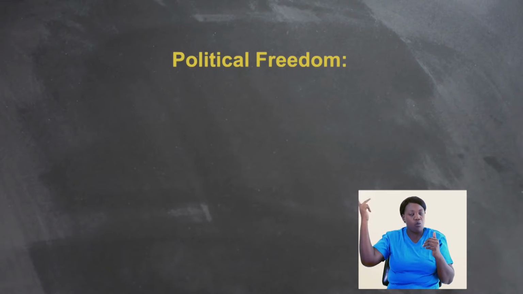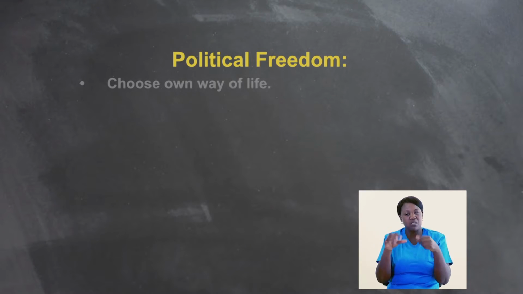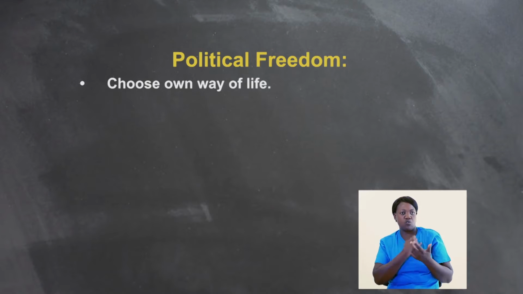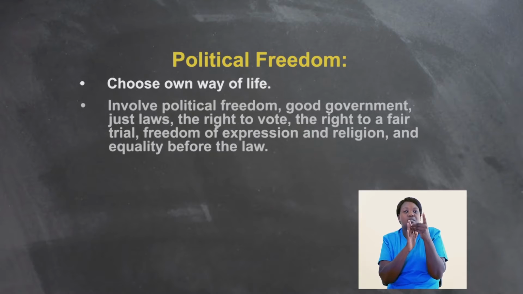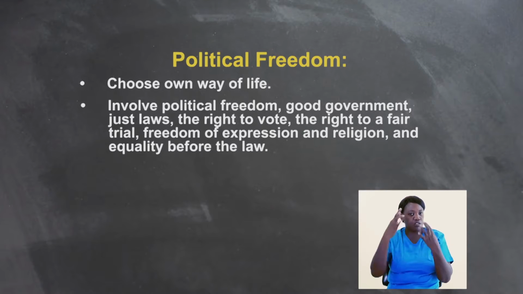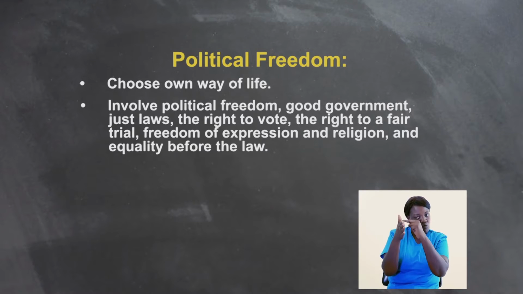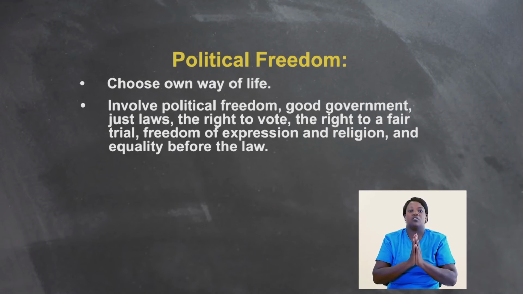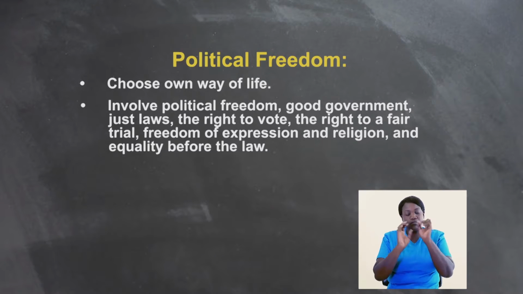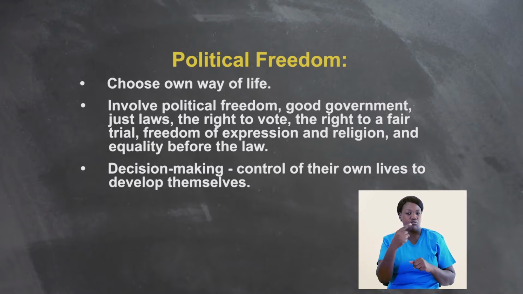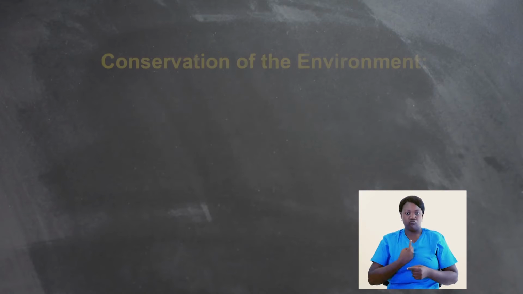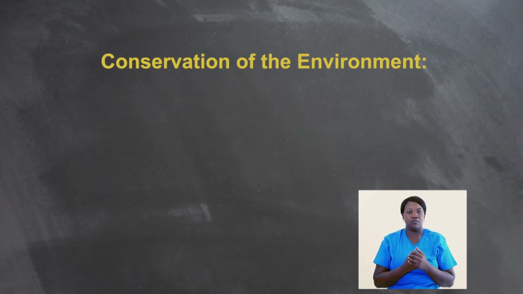Political freedom. People also need freedom to choose their own way of life, rather than have it forced upon them. Therefore, development should also involve political freedom, good government, just laws, the right to vote, the right to a fair trial, freedom of expression and religion, and equality before the law. Development further allows people to take part in decision-making and to take control of their own lives in order to develop themselves.